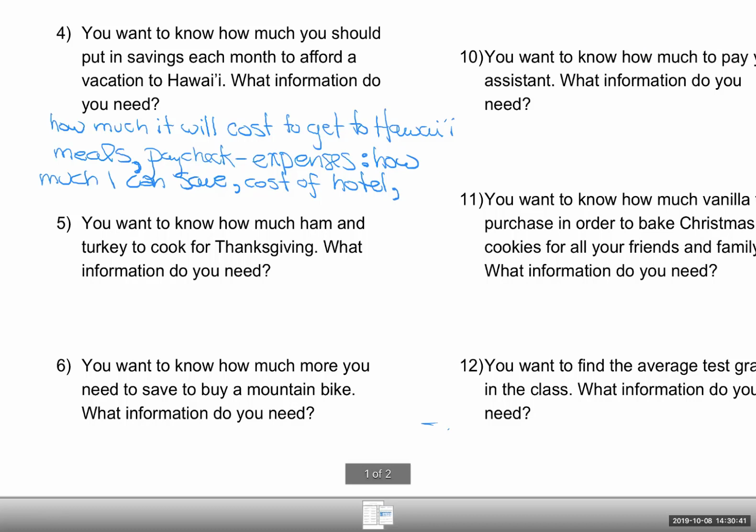How long you're going to be gone? So how long I'm going to be gone? Okay, how many days I'll be there? Yeah, that'll affect my hotel costs, also food costs.